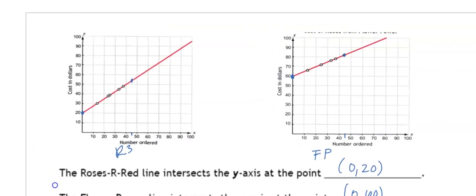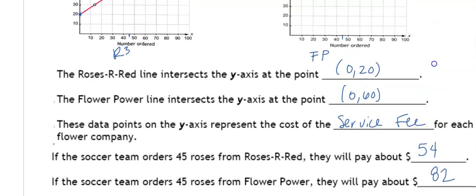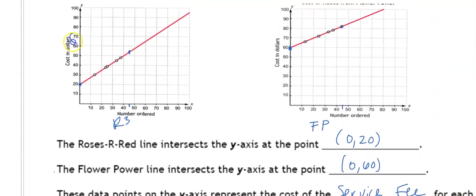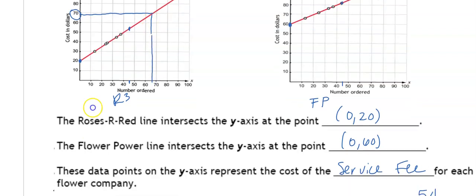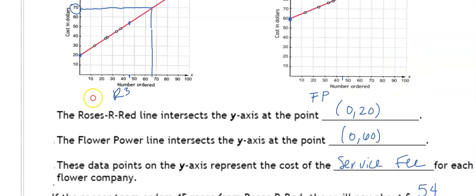Okay. From roses are red, the soccer team can get about how many roses for $70? So now we're going to go to cost in dollars. Okay. So before I said, I want to know how much the number of roses cost. Now we give you a dollar amount. So we're looking for how many roses we can get for $70. So here's $70. We're going to move across our graph until we hit the line, and then we're going to go down. Okay, so approximately like 66 roses for $70 at Roses Are Red.